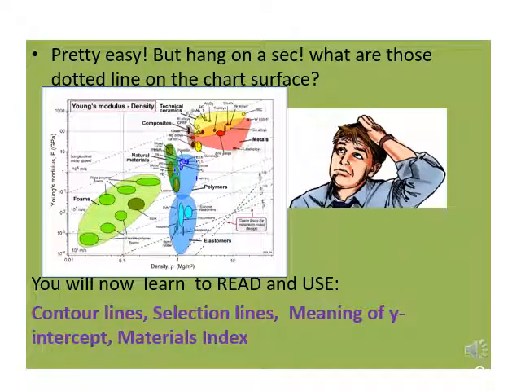Quite easy. Hang on a tick. What are those dotted lines on the chart surface? You will now learn to read and use contour lines, selection lines, the meaning of y-intercept, and materials index. Here are the lines that you need to know and how to use them: contour lines, selection lines, slope of selection lines, meaning of y-intercept, materials index.